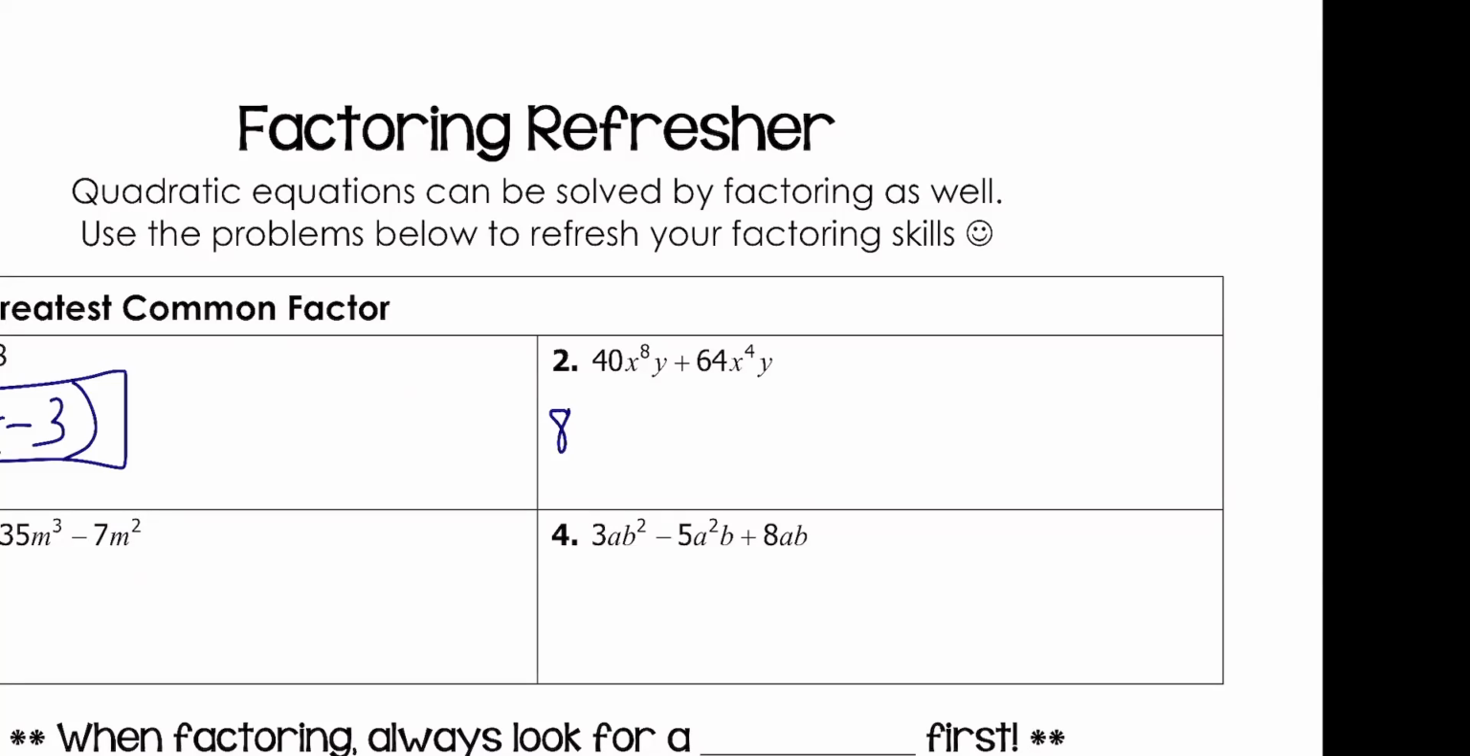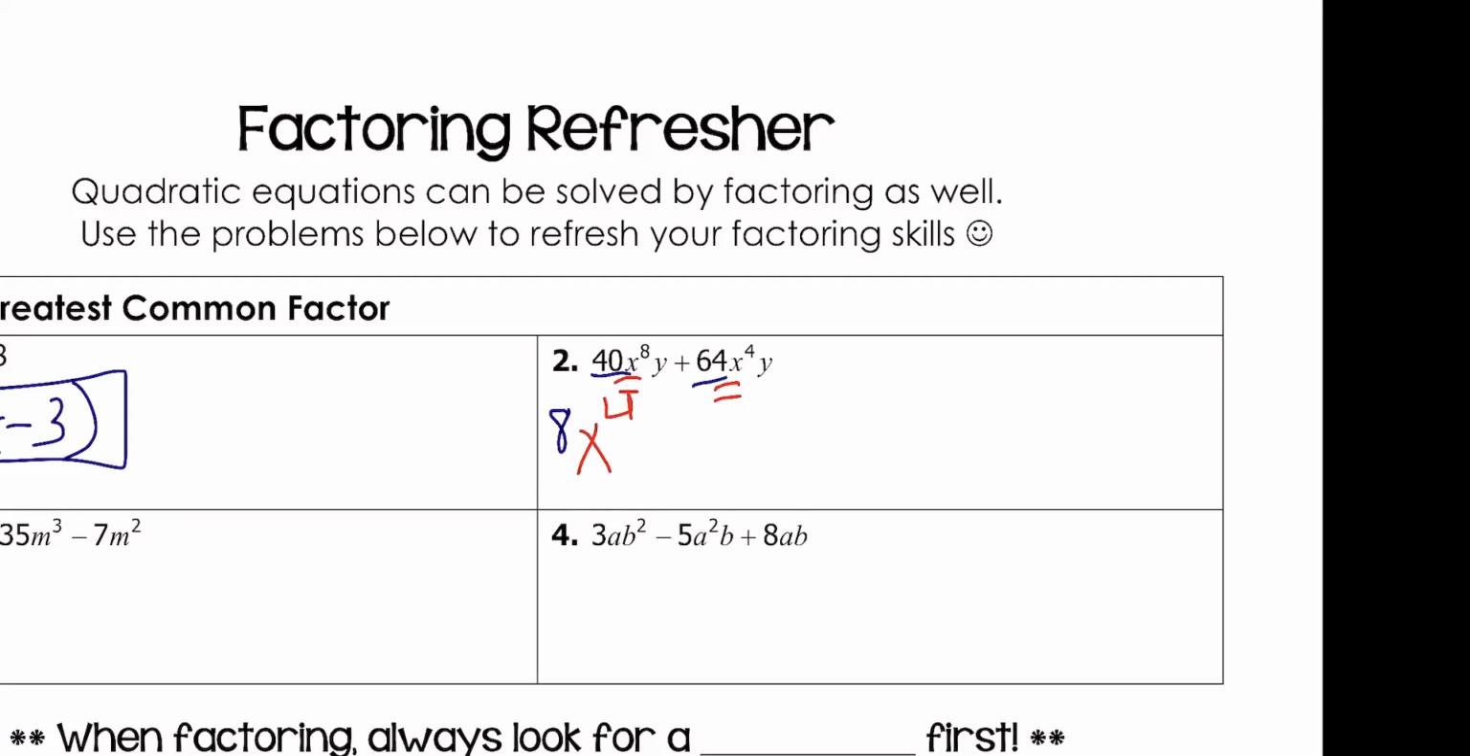We didn't see variables last time, but you do want to look at your variables. So we did our constants. Here, maybe I'll color code it. We'll look at our x's next. I've got 8 x's and I have 4 x's. So what could I pull out from each one of those without pulling too much? I could pull out 4 x's, right? Because I can pull 4 x's out of 8, and I can pull 4 x's out of 4. I couldn't pull any more out, though. I couldn't pull out an x to the 5th because the second term doesn't have that many.